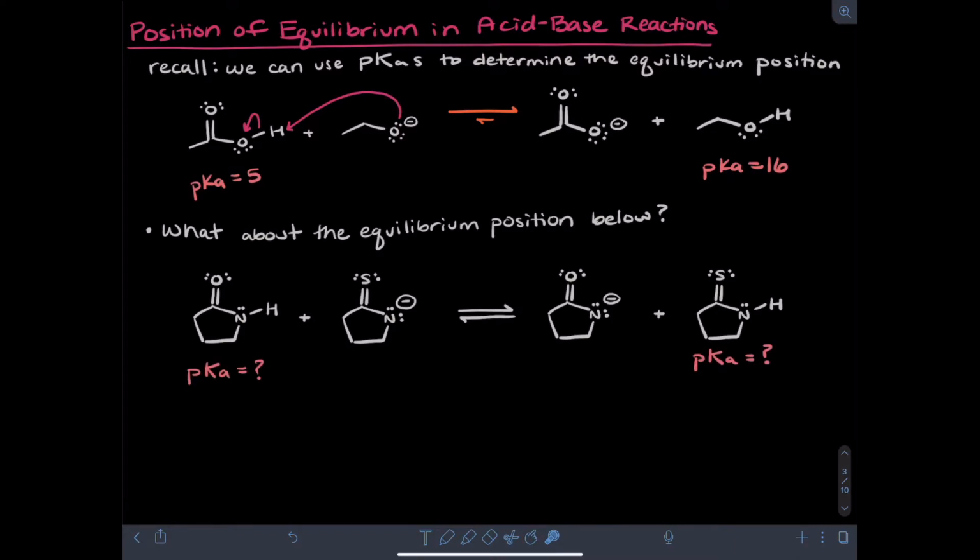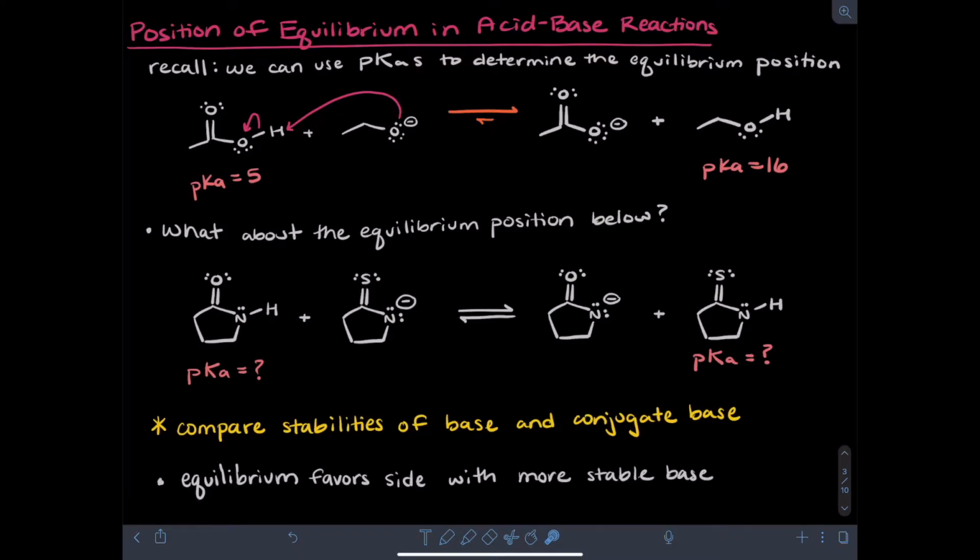So if I'm only relying on pKa's, I'm going to run into trouble here because I don't know the pKa of my acid or my conjugate acid. Instead of looking at the acids, we'll turn our attention to the base and the conjugate base, and we're going to look at our 4 factors that influence how stable a base is to determine which side is favored. The side with the more stable base will be favored.